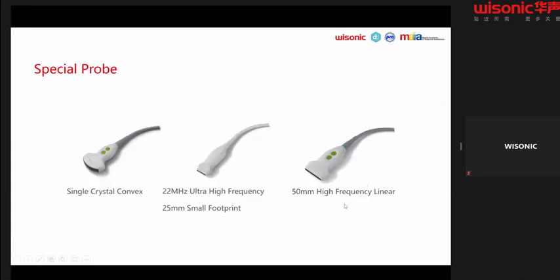With our ultrasound, we have a vast selection of probes, and for anesthesiology, we have special probes designed for Navi. We have the single crystal convex, the ultra high frequency, the small footprint, and we have a very high frequency linear probe.